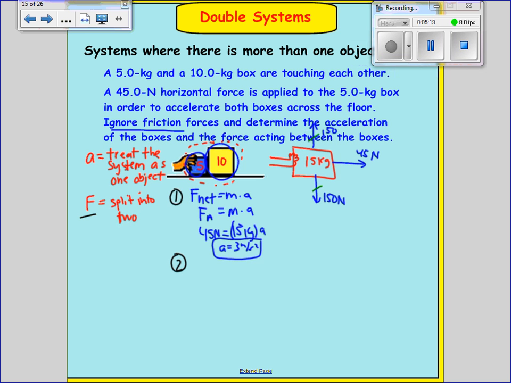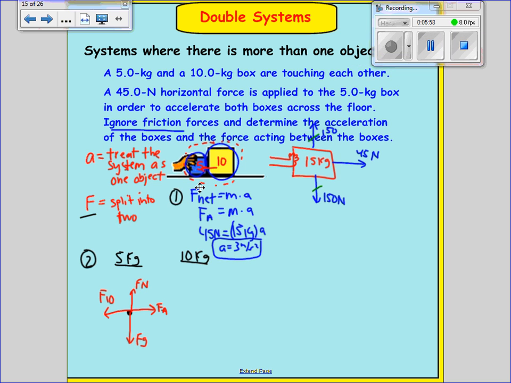Now, since we're solving for force, we're going to split into two. So we need to treat the 5 kilogram block and the 10 kilogram block separately. I'm going to move this to the side so I can conserve some space. If I drew the force diagram for the 5 kilogram block, what forces are acting on it? Well, I have force gravity going down, force normal going up, the force that the hand is pushing on it, which we'll call force applied, and then the force of the 10 kilogram block pushing back on it. I'm just going to call that F sub 10. That's the force that the 10 kilogram block is pushing back on it.